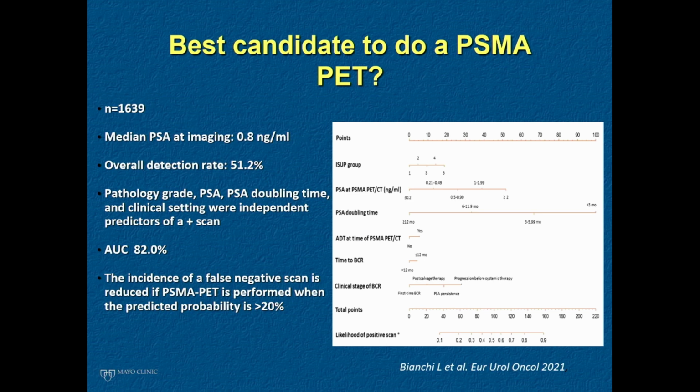I won't go into this nomogram. If you use nomograms, there are a number of them. This is one of the earliest ones, and you can see it takes into account the usual prognostic factors: Gleason grade, the PSA doubling time, the time to biochemical recurrence, and then this uses a clinical stage. You can see the likelihood. They suggest that perhaps don't get a PET scan unless your probability is 20% or greater, just to potentially cut down on negative PET scans.